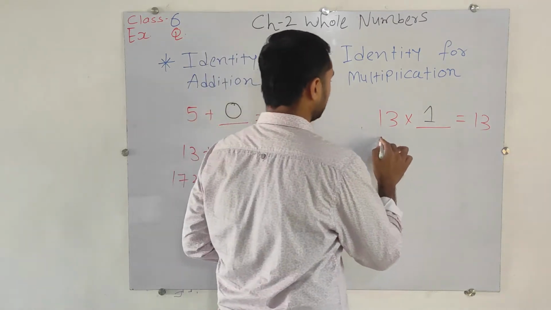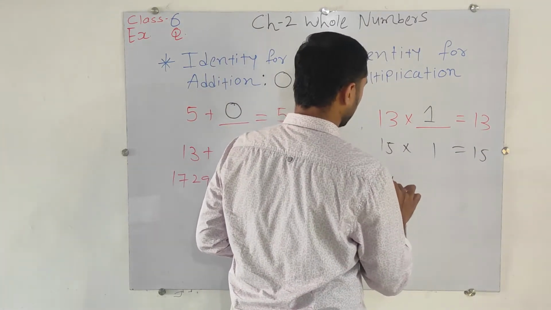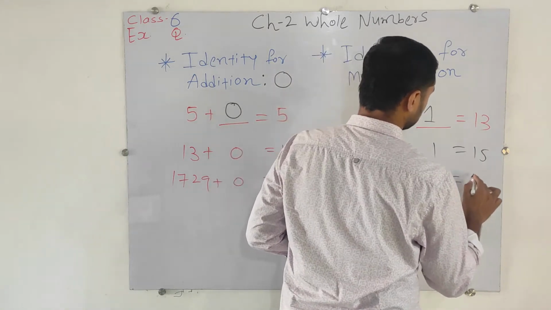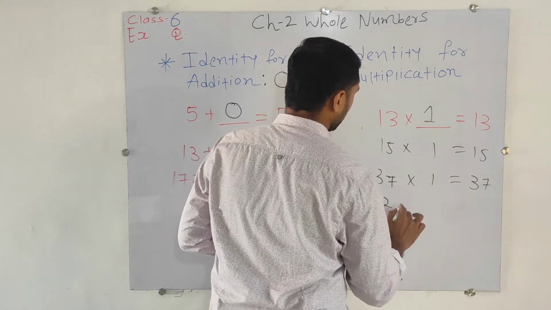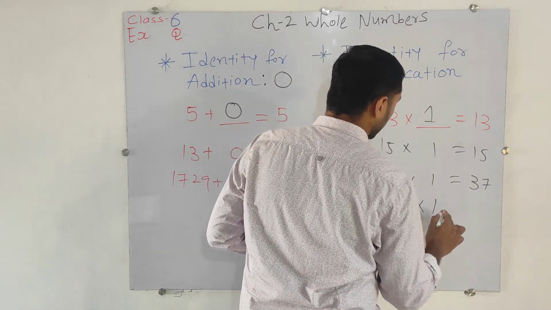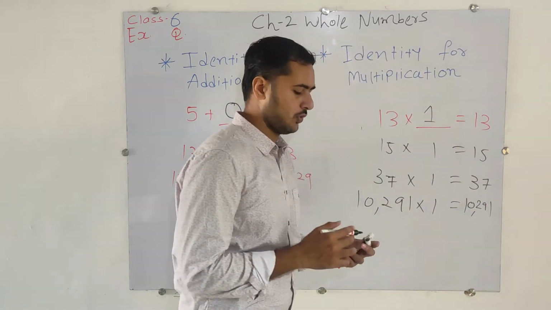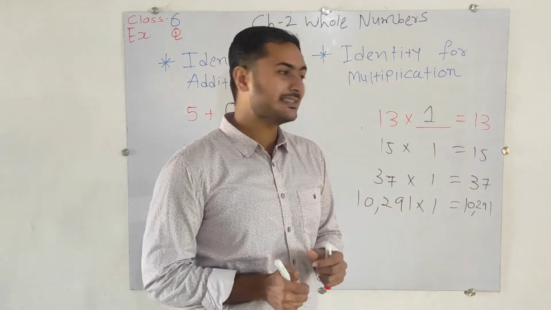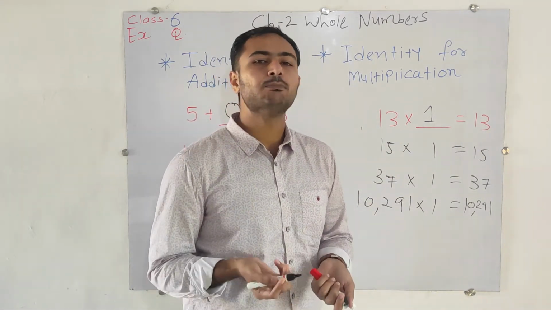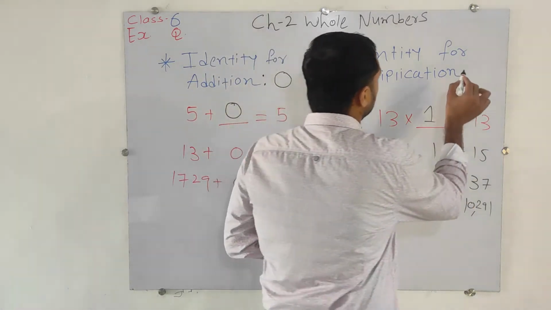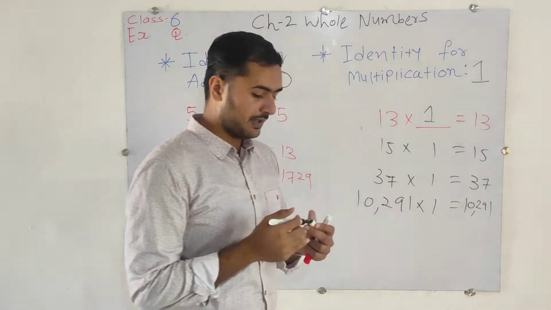Now the next, let's see, 15 multiplied by 1, that is again 15. Then 37 multiplied by 1, that is again 37. Or for larger numbers, if I say 10,291 multiplied by 1, that is again 10,291 only. Okay. So now we can say that 1 is the identity for multiplication, or 1 is the multiplicative identity. Fine. So here 1 is the identity for multiplication.